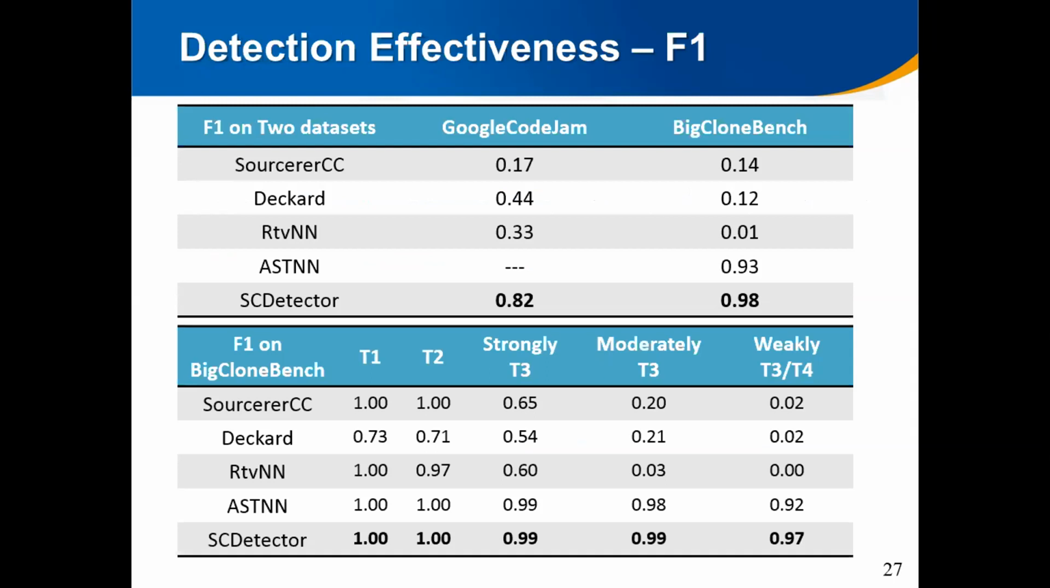We ignore the result of ASTNN on the Google CodeJam dataset because it takes a lot of time and some errors occur when processing code pairs in that dataset. From the results in these two tables, we can see that SCDetector achieves the best effectiveness on code clone detection compared to SourcererCC, Deckard, RTVN, and ASTNN.